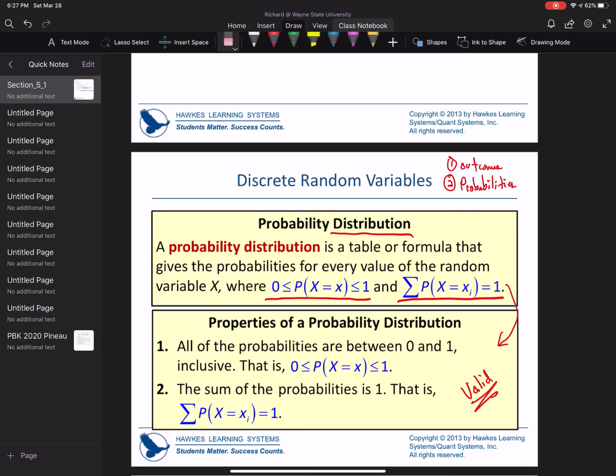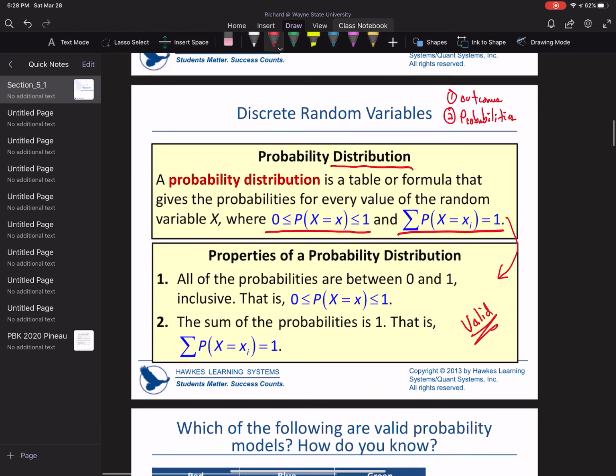So what makes a probability distribution valid? Probabilities are between 0 and 1. The sum of the probabilities is 1. And what does a probability distribution show us? Outcomes and probabilities. Very good test questions there.